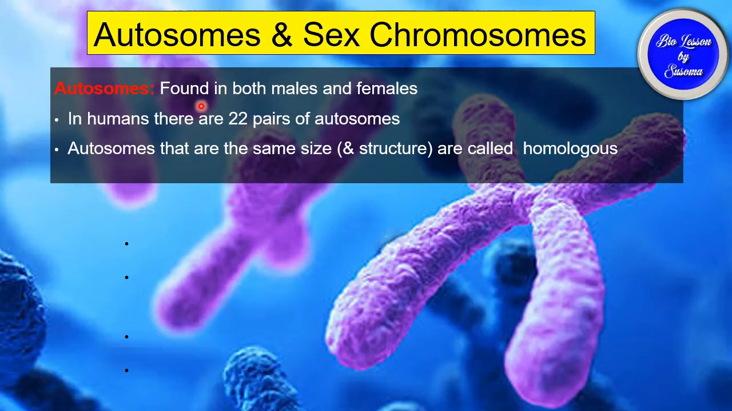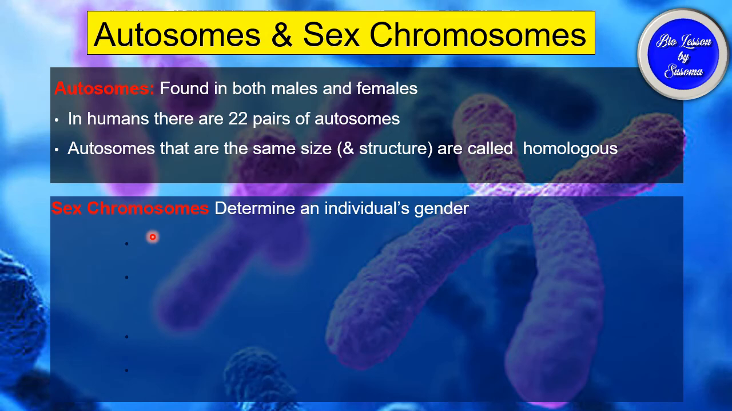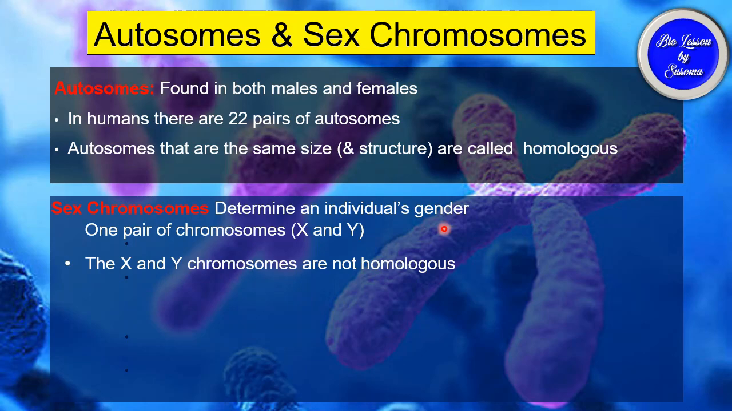So autosomes are found in both males and females. Now we humans have 23 pairs of chromosomes. Now out of this 23 pairs of chromosomes, 22 pairs are autosomes. Sex chromosomes determine an individual's gender, whether that individual will be a male or a female. Now 22 pairs are autosomes and the rest one pair is the sex chromosome, which contains the X and Y chromosomes.